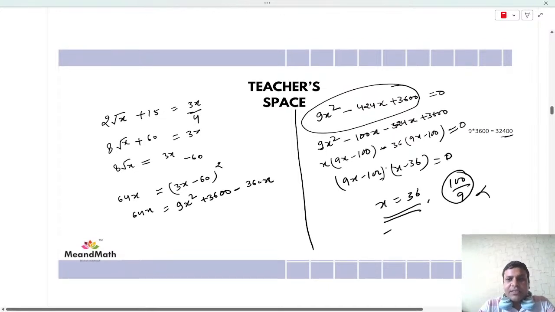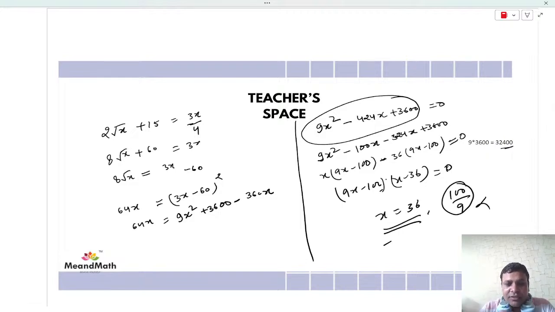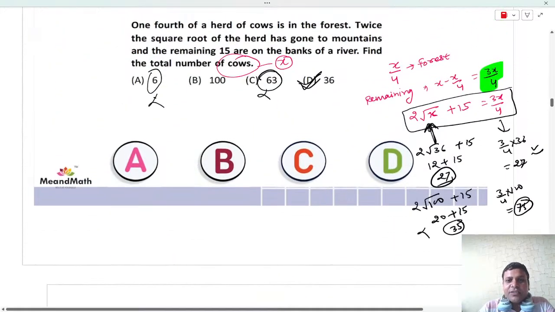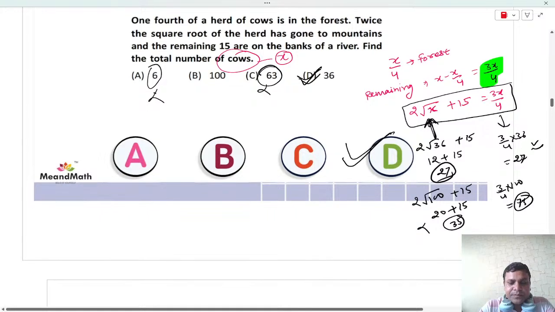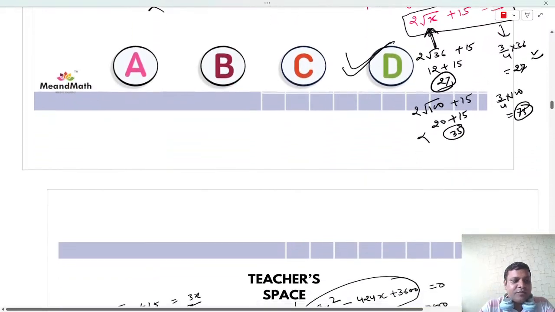So this question is a little tricky one, but if you are smart, you can avoid this much calculation. You can use this method. So the answer is 36 here. That option is the correct answer. I hope this question is clear to everyone. Okay, let's move to the next question.